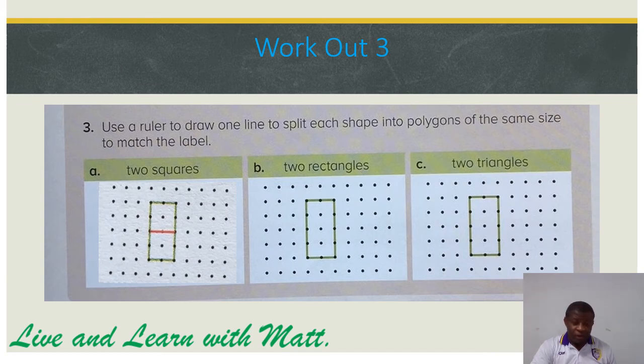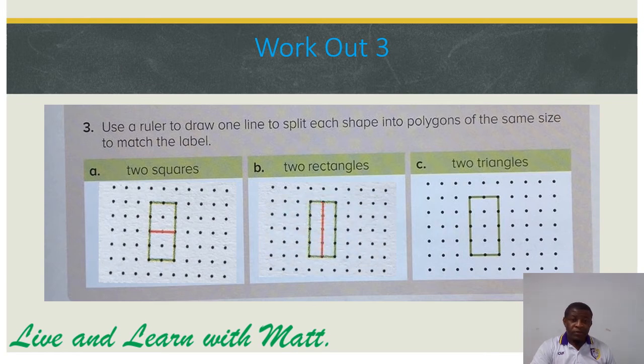And number two, part 3B, two rectangles. Two rectangles could be like this. We have one, and we have another one. It could also be like this. It could also be like this, to make it two rectangles.